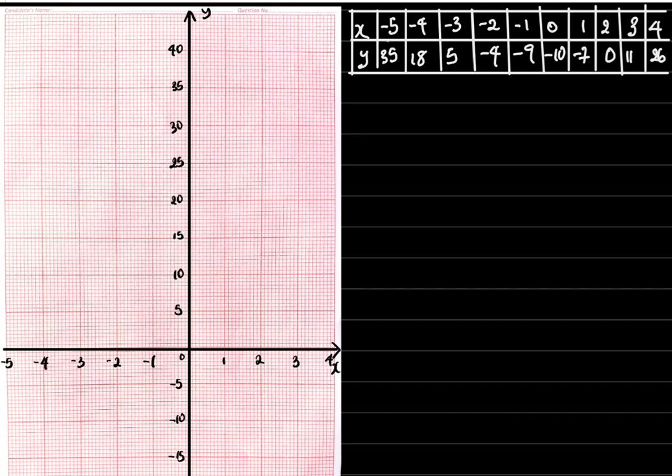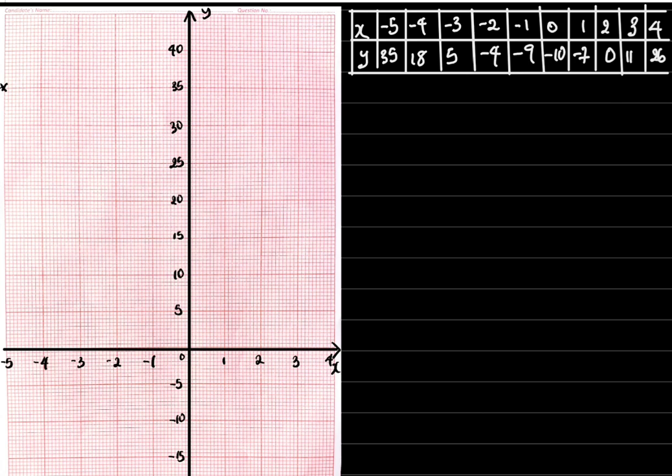When x is minus 5, then y is 35. So we have it around here. So we have a star. Okay, good. We're making progress. Then when x is minus 4, we have minus 4 and 18. This is minus 4. Good.